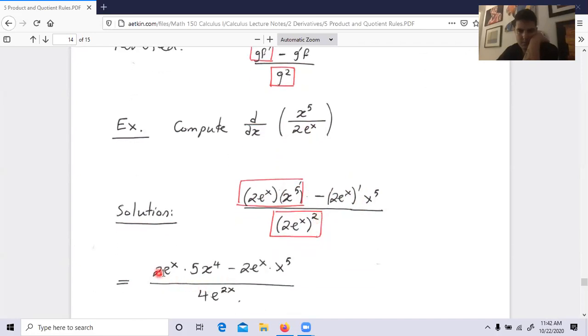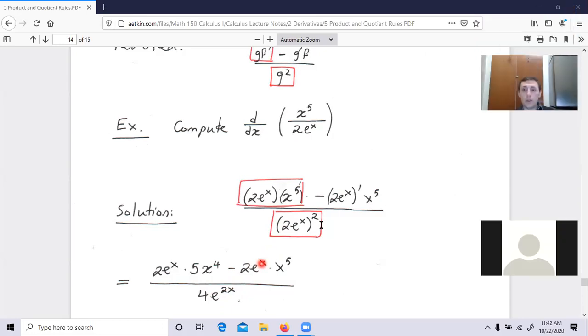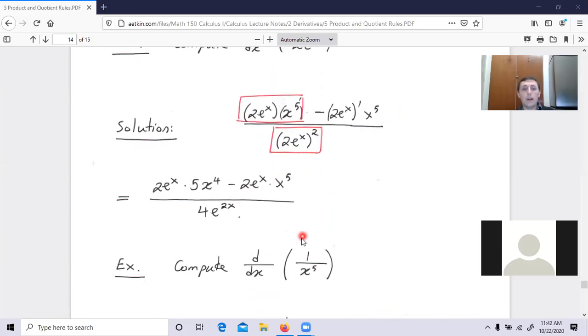So that means that the numerator is simply 2e to the x times 5x to the 4 minus, here the derivatives don't change anything, times x to the 5, divided by, squaring it, 4e to the 2x. Good? So applying the formula is not too hard. Now find the derivative of 1 over x to the 5, please.